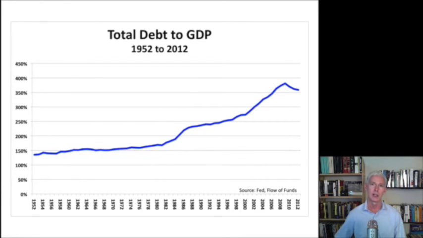The problem is the day always comes when credit can't expand any further, and that's what happened in 2007. And at that point, the economy in the US and globally went into crisis as this credit began to contract.